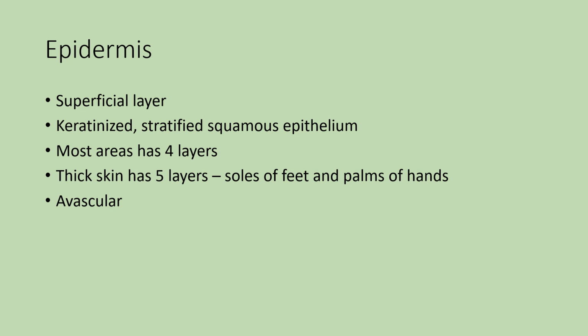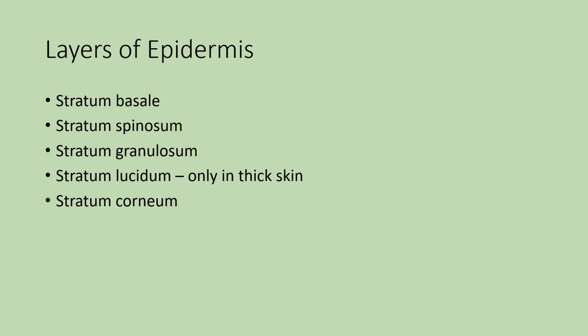Now, most areas of the body have 4 layers of the epidermis. However, there are some areas that are known as thick skin that have 5 layers. The main areas are the soles of the feet and the palms of the hand, but also your digits. Now, the epidermis is avascular, so it does not have blood supply in it. It's dependent upon underlying tissues and the blood supply there to provide the nutrients and gases that it needs. It does, though, have nerves in it, so we say it is innervated.